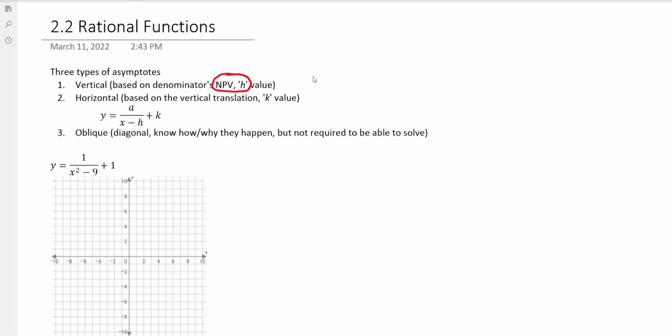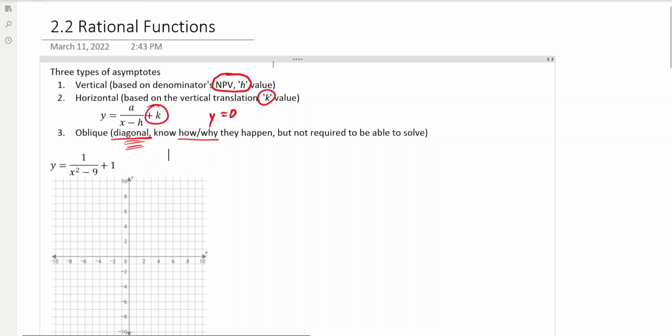The horizontal asymptote is based off of a vertical translation. Normally it's y equals 0, right? But if you don't have 0, it's because there's been a vertical translation. And then the oblique asymptote is diagonal. It's weird. You don't need to know them in depth, but you need to know how and why they happen, and I'll show you in a moment.